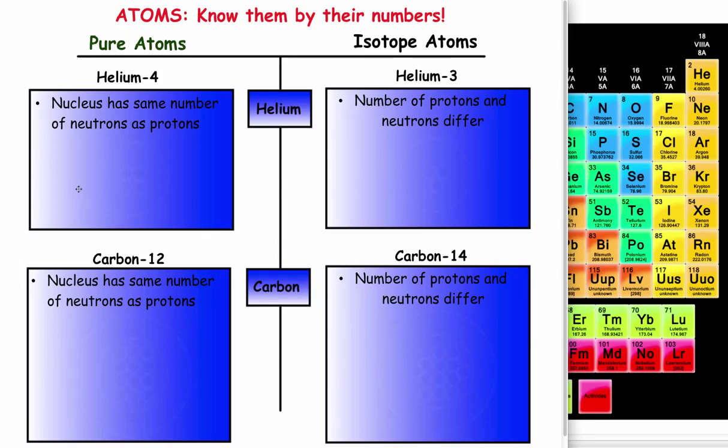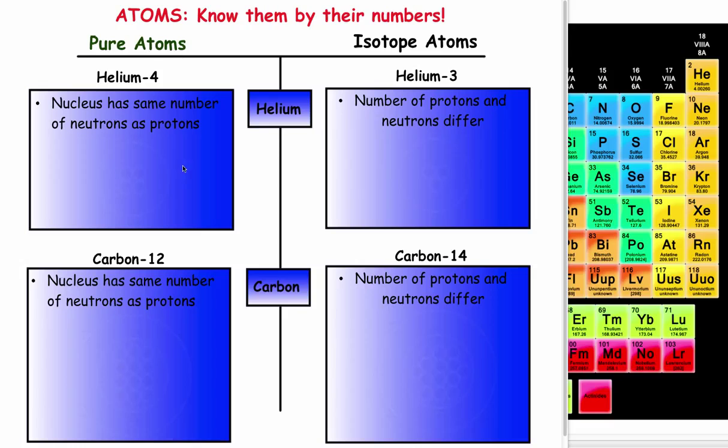So I want you to pause for just a minute, and let's just look at helium-4. I want you to pause the video and see if you can sketch or draw what you think helium-4 would look like. I'd like for you to do that right now. Just pause the video and see if you can sketch what helium-4 would look like. 4 particles. The only particles in the nucleus are protons and neutrons. See if you can sketch that.